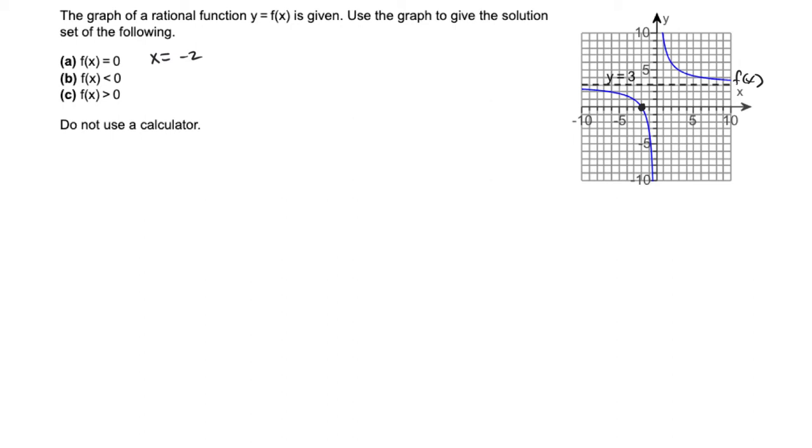Okay, and the next question is, when is f of x less than 0? That would be, when does the graph dip down below the x-axis? And that happens in this section of the graph. And so then we look at what the x values are for that section of graph. We knew that this point right here was the x-intercept itself, that's -2. And so it would be all of the x's that go between -2 and then the asymptote.